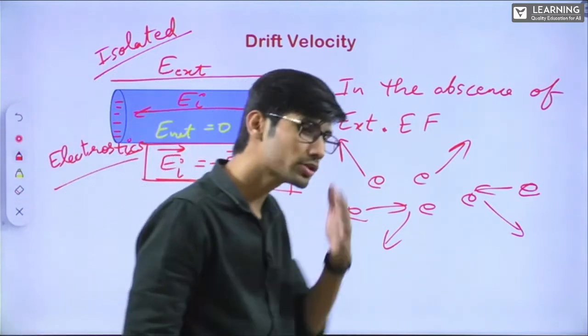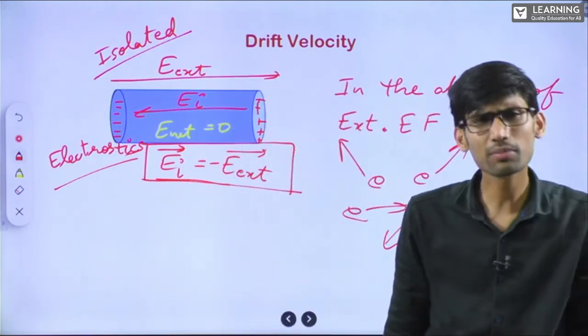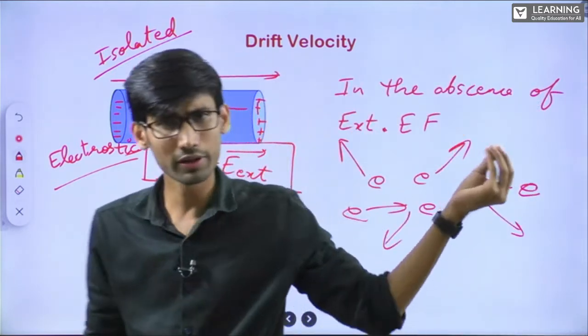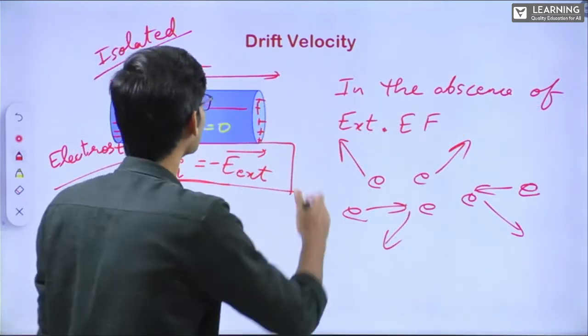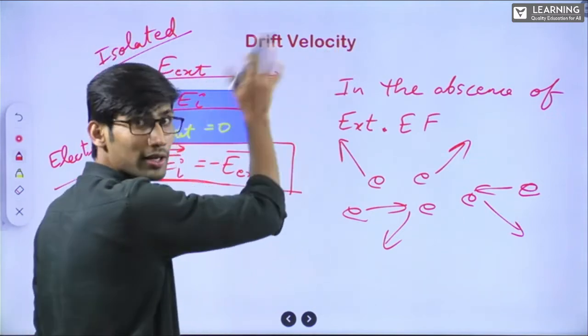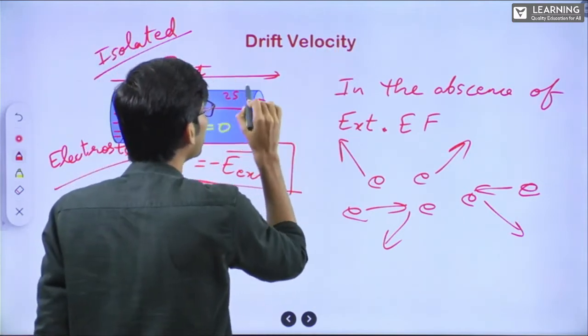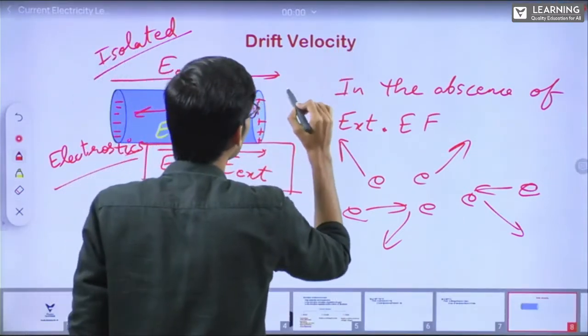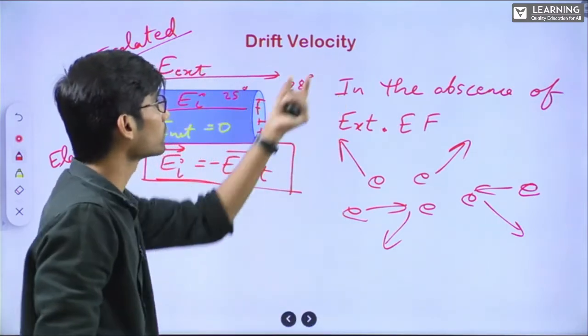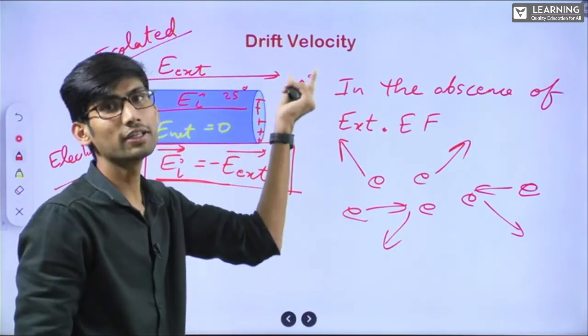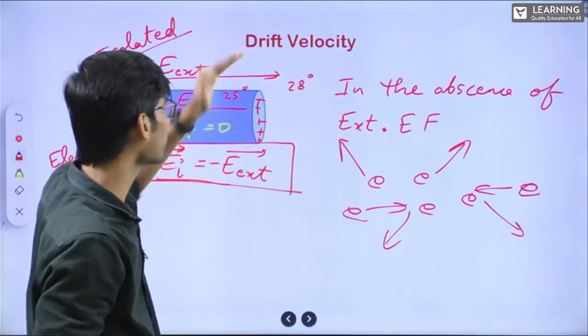Why are they in motion? Thermal energy, right? We have already studied this a lot of times. Whenever there is a temperature difference between the environment and the conductor, suppose the conductor is at 25 degrees Celsius and the surrounding is at 28 degrees Celsius, that is 3 degrees more, right? Heat transfer will happen from the surroundings to the conductor.